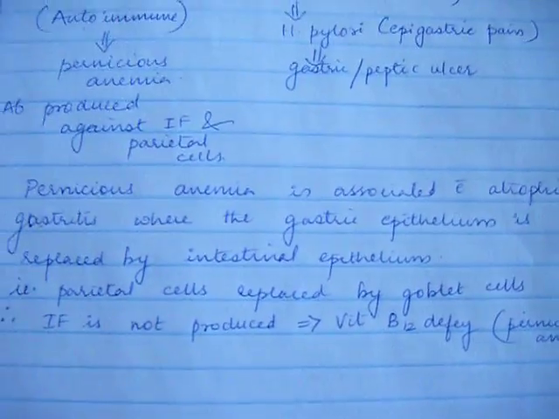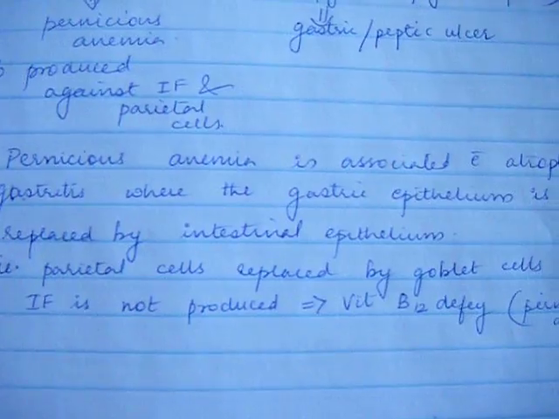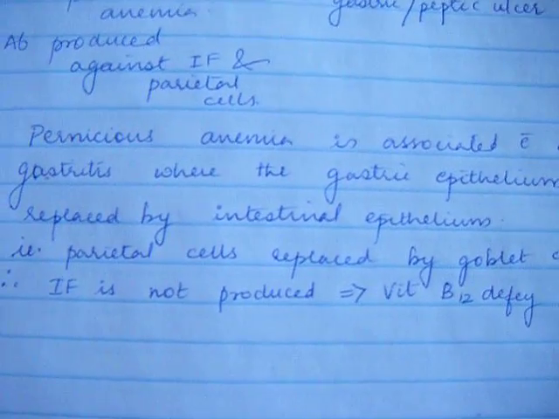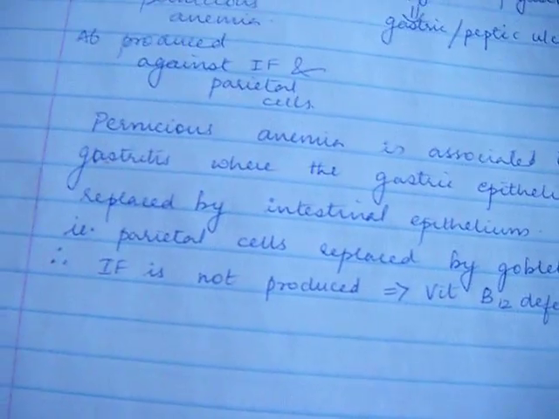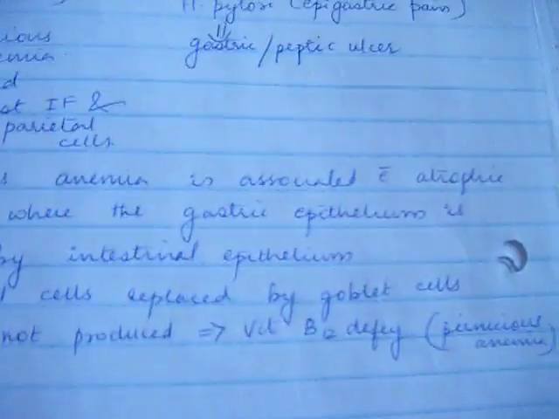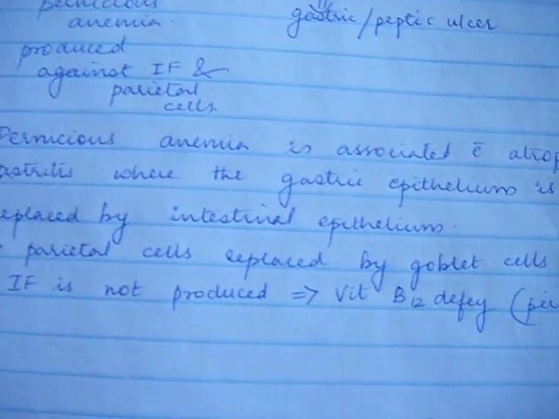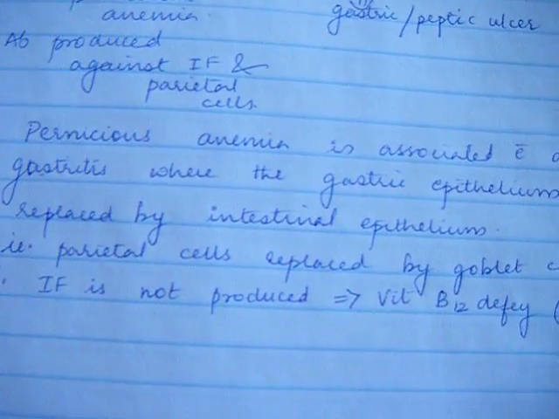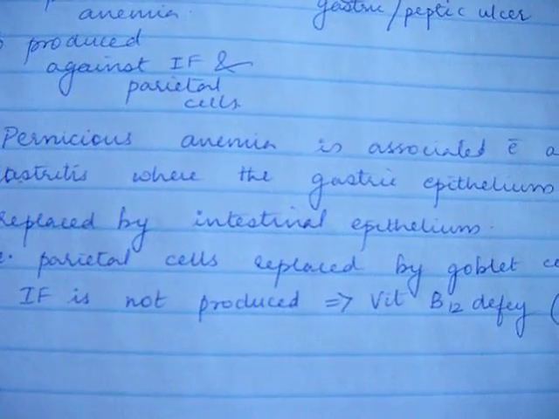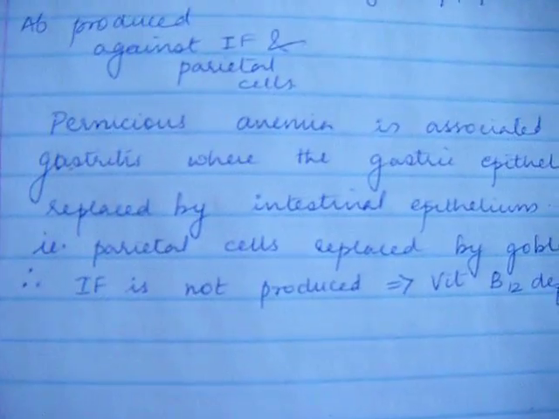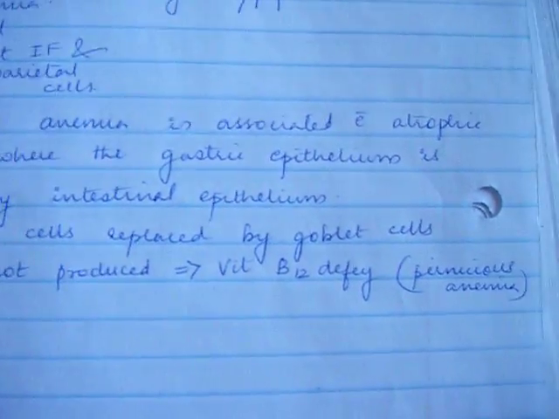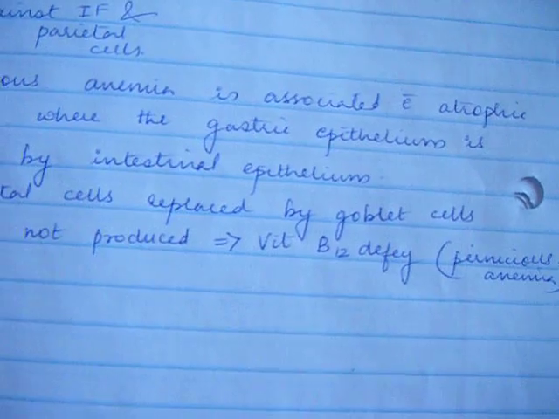Then next, pernicious anemia is associated with atrophic gastritis, where the gastric epithelium is replaced by intestinal epithelium. So when the gastric epithelium is replaced means there are no parietal cells. They are replaced by the goblet cells, which are present in the intestine. So that is why we are saying that the gastric epithelium is replaced by intestinal epithelium. That is, the parietal cells are replaced by the goblet cells. Therefore, intrinsic factor is not produced, and therefore there will be vitamin B12 deficiency, and therefore pernicious anemia can occur.